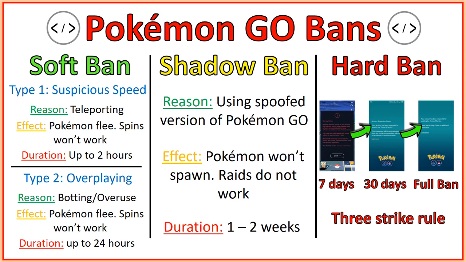Now, if you are going to use one of these, then Pokemon themselves simply don't spawn on the screen. It's quite a clever kind of way of banning because you can still use pokestops, but Pokemon can't spawn, whether that is on the map itself or in raids as well. So you cannot do that. Now, that can actually last from anywhere between 1 to 2 weeks. Yes, you've heard that correctly, 1 to 2 weeks. That's quite a long time. So I'd be very, very careful of that.